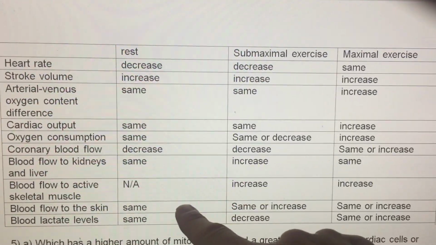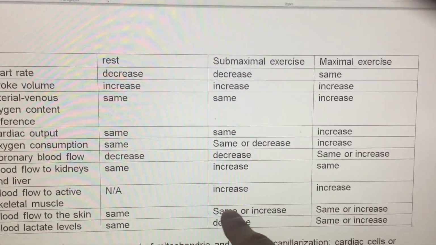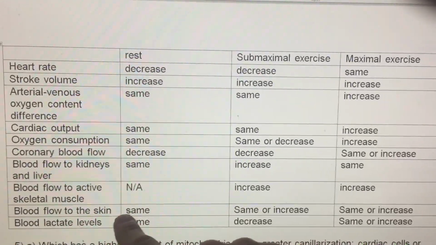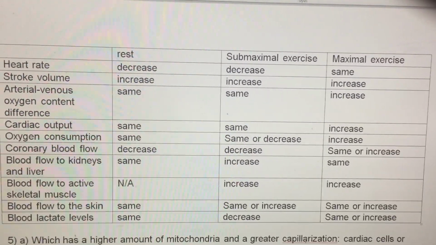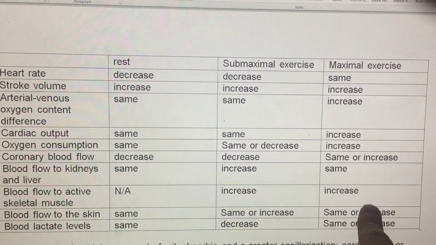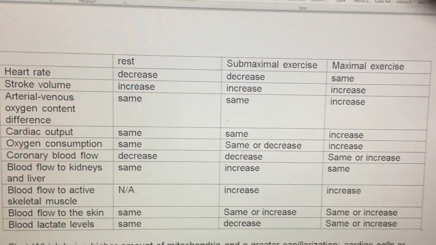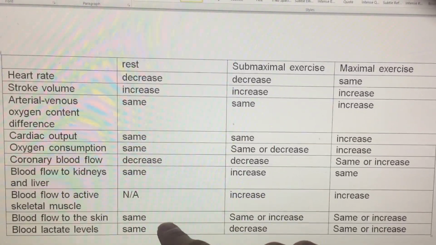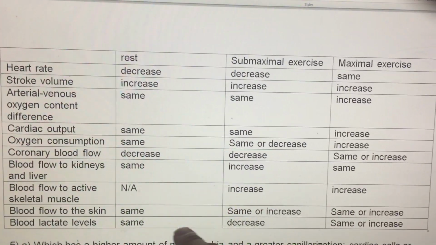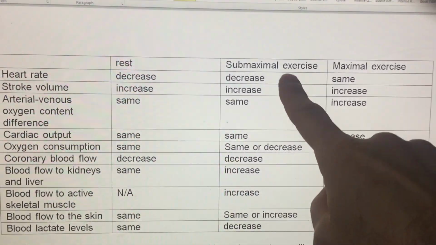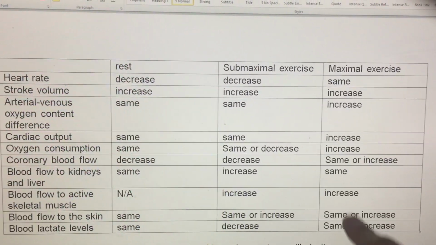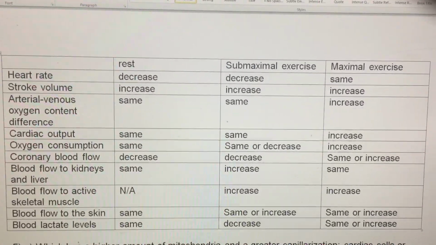Blood flow to the skin is going to be the same across, but sometimes it increases if you're training in a hot environment. So blood flow to the skin is important for cooling the body, and you become better at cooling the body in a hot environment if you train in a hot environment. So that's why I have increase there. And then your blood lactate levels, because your muscles are becoming more aerobically trained and you get a greater blood flow to the liver, which removes lactate, you get a decrease in lactate at the same submaximal exercise intensity following training. It's the same or increases at maximal exercise because you go into a higher intensity in the trained state.